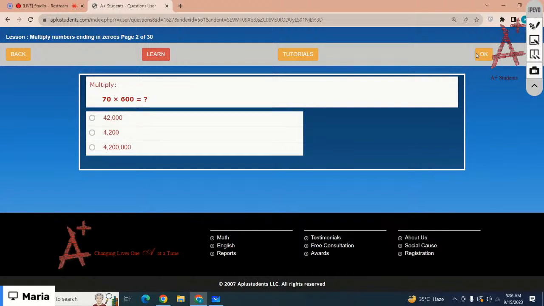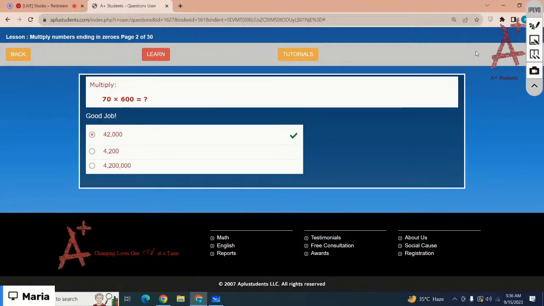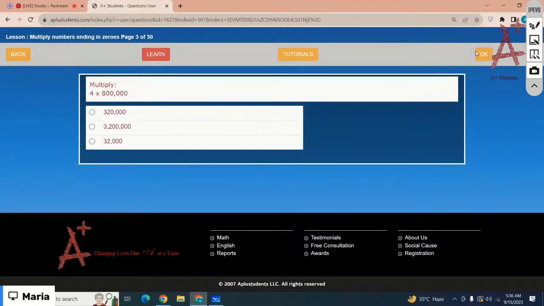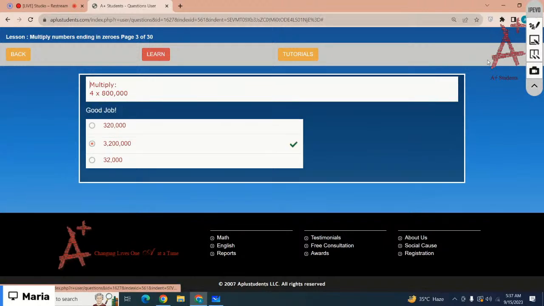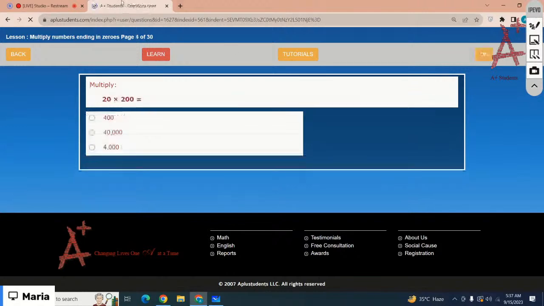Seven times six is 42, and then you have to add the zeros, right? So that would be 42,000. Very good. Okay, 4 times 800,000. So which is the correct option? Yes, you have to do 4 times 8, that would be 32. And then you have to add 5 zeros, so that would be the second option, right? Okay, you can complete the lesson by yourself later today.